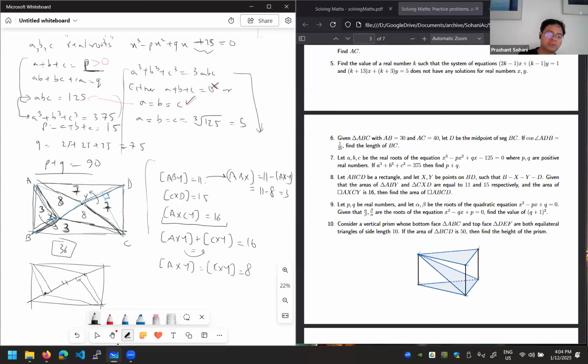Okay, so again, appreciate how the simple formula, half base into height, area of a triangle, is being used in different interesting ways to create these kinds of problems.